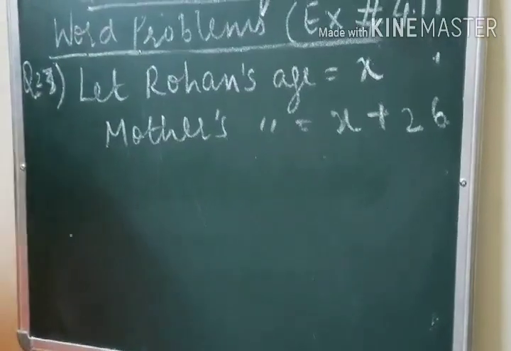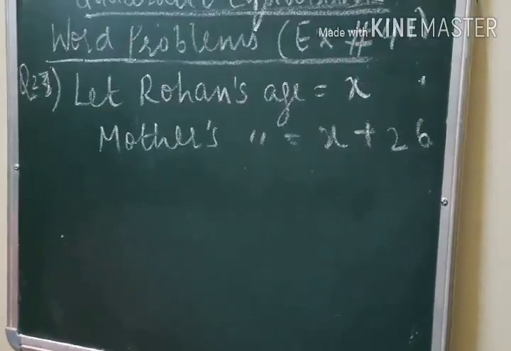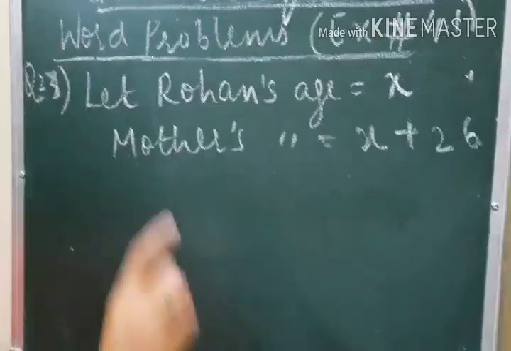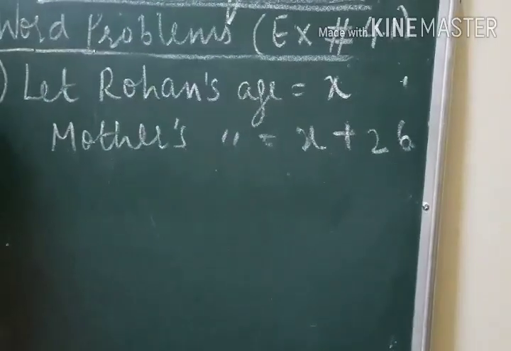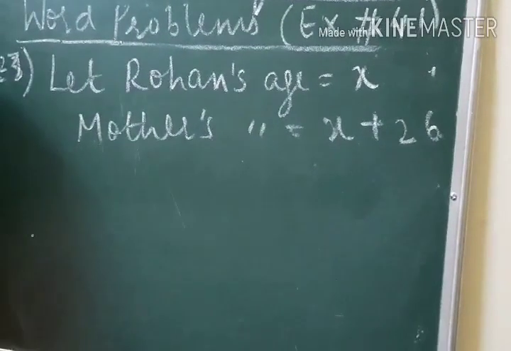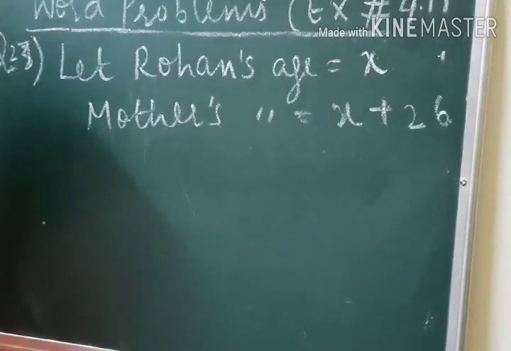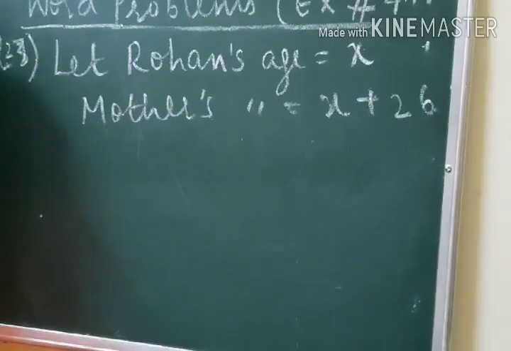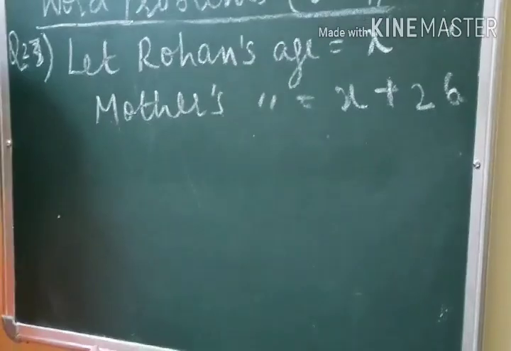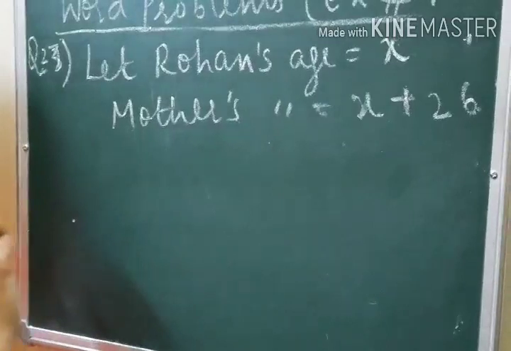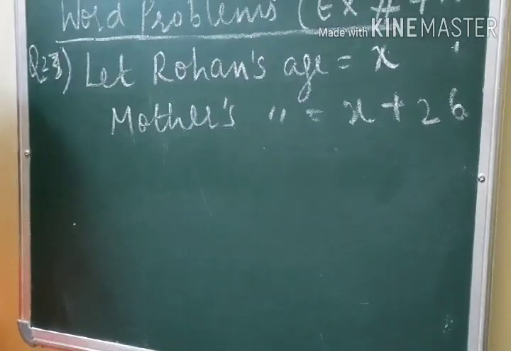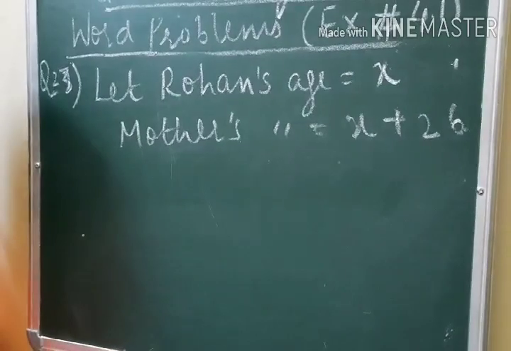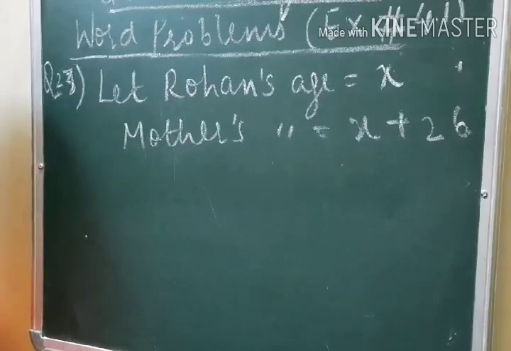Now read the question further. The product of their ages 3 years from now will be 360. That is, after 3 years, whatever their ages will be, when you take their product, the answer is 360. So first we should know what will be their age 3 years from now. Now let's take an example. Suppose you are 15 years today. So what will be your age 3 years after? After 3 years you will be 18. So what you have done? You have just added 3 to it.